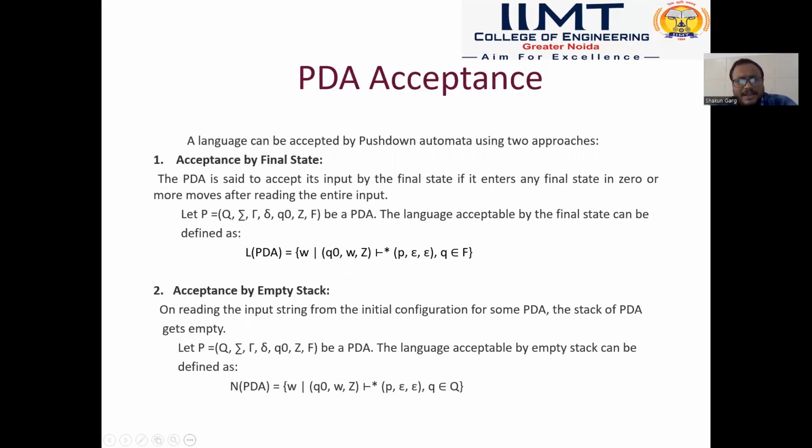Now, how does a PDA accept? A language can be accepted by a pushdown automaton using two approaches. The first one is acceptance by final state. The PDA is said to accept its input by final state if it enters any final state in zero or more moves after reading the entire input. If our PDA reaches a final state, then we can say that this string is accepted.